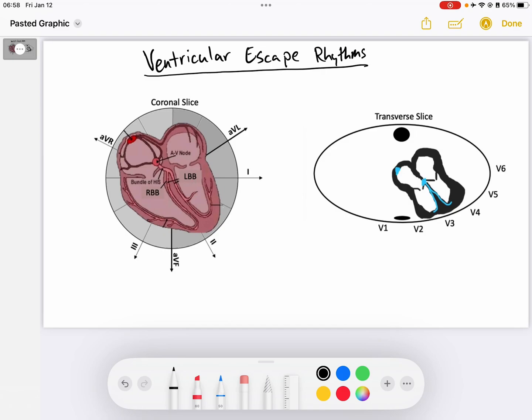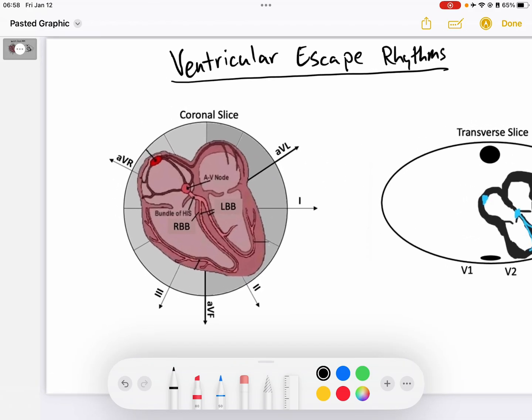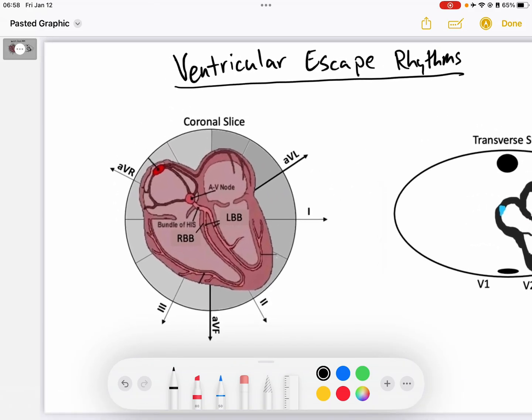So let's jump into a ventricular escape rhythm, and what is it? As the name implies, the ventricular escape rhythm is a rhythm that occurs when our QRSs are coming from a ventricular escape focus, and that is what is driving our QRS.